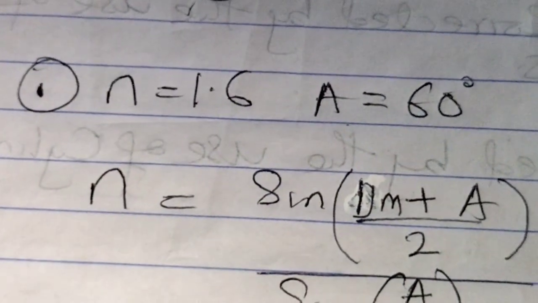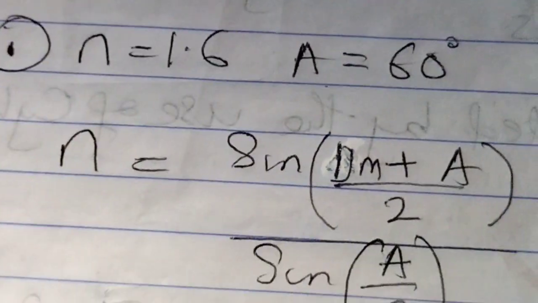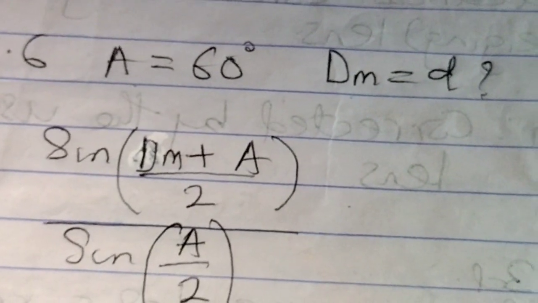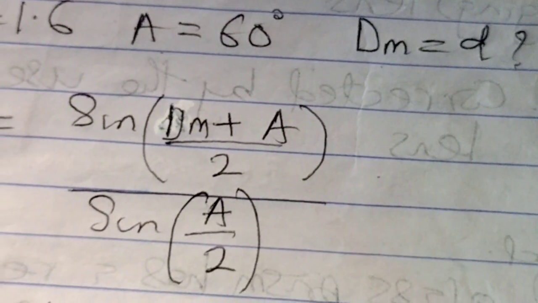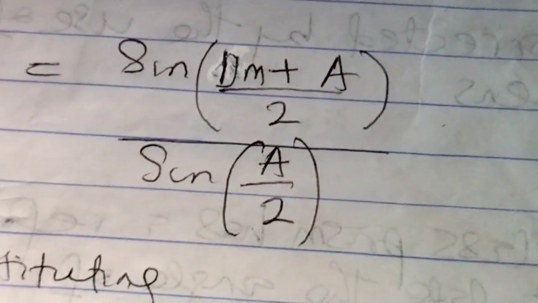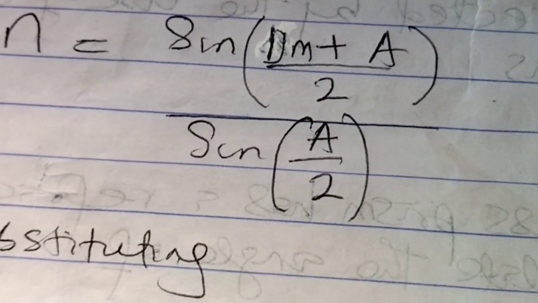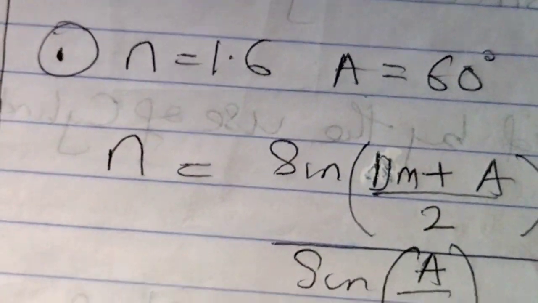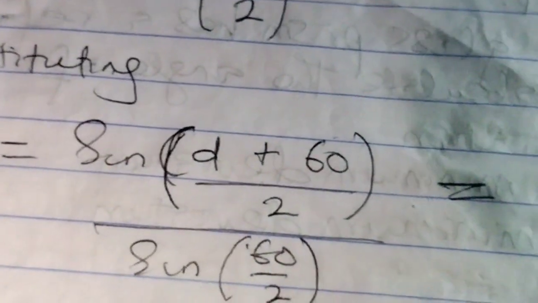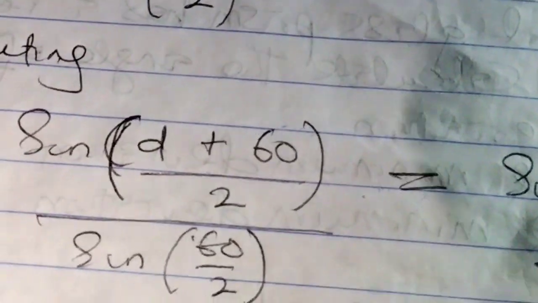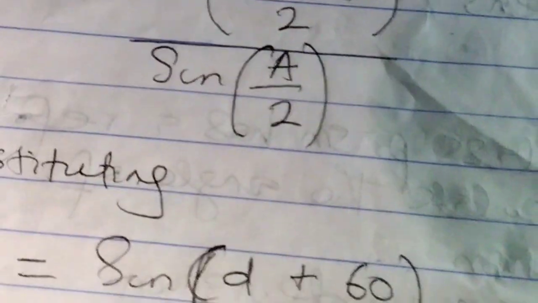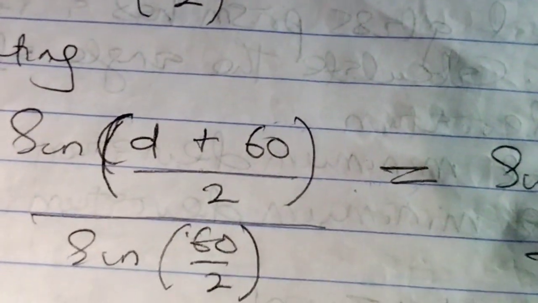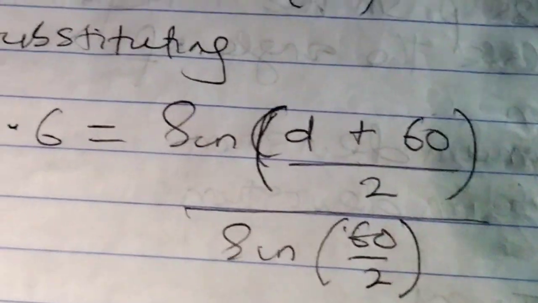The first thing we have to calculate is the angle of minimum deviation. Taking that relationship, n equals sine of (Dm plus A) over 2, all enclosed in brackets, that sine covers the numerator, all over sine of A over 2. Substituting, our refractive index is 1.6. We now put 1.6 equals sine of (D plus 60) over 2, since angle A is 60 for an equilateral prism. We replace our Dm with D, all over sine of 60 over 2.